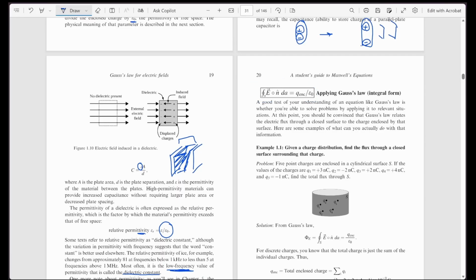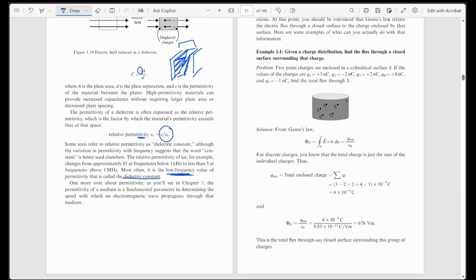A good test of your understanding of an equation like Gauss's law is whether you're able to solve problems by applying it to relevant situations. At this point, you should be convinced that Gauss's law relates the electric flux through a closed surface to the charge enclosed by that surface. Here are some examples of what you can actually do with that information. So we'll see one example, and there are 4 more examples you could see by yourselves.